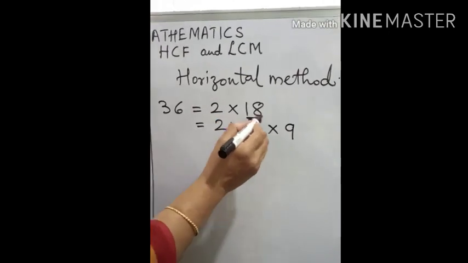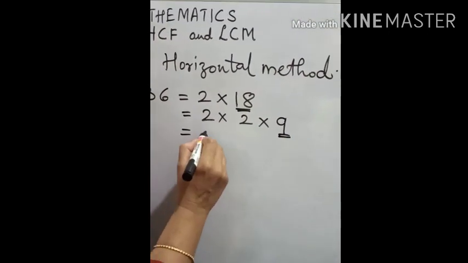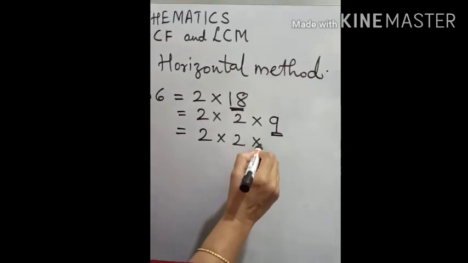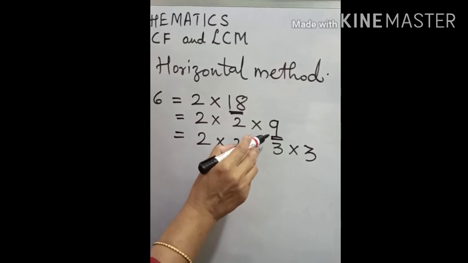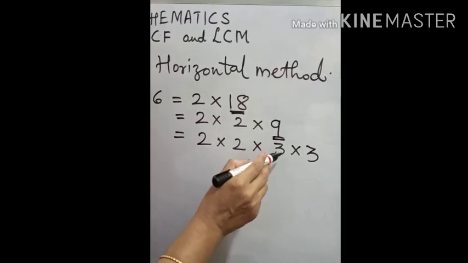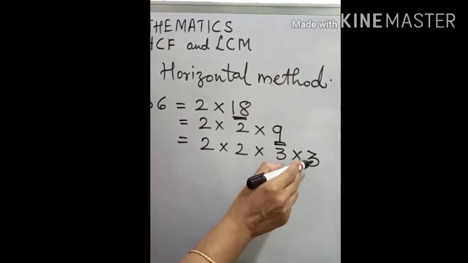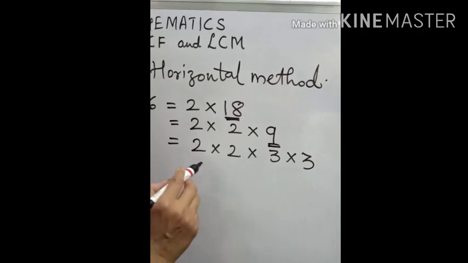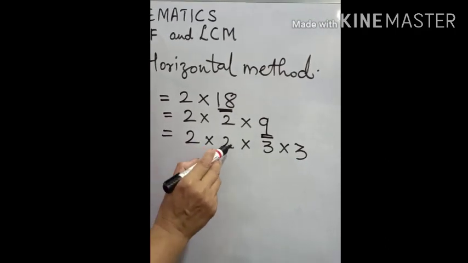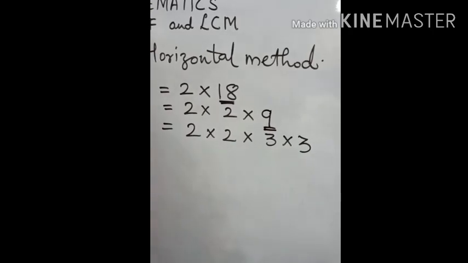It comes in the table of 9. Again this 9 you have to divide further. 2 into 2 into 3 into 3. Now 9 is not divisible by 2. Therefore the next number, that is 3 multiplied by 3. 3 is the prime number. Now this is the last number. Further we cannot divide this number. Therefore 2 multiplied by 2 multiplied by 3 multiplied by 3 are the factors of 36.